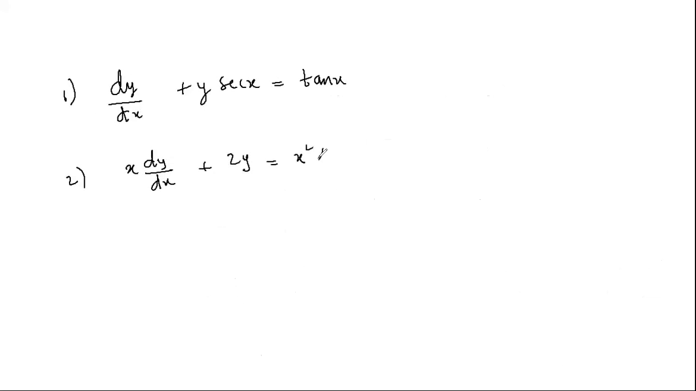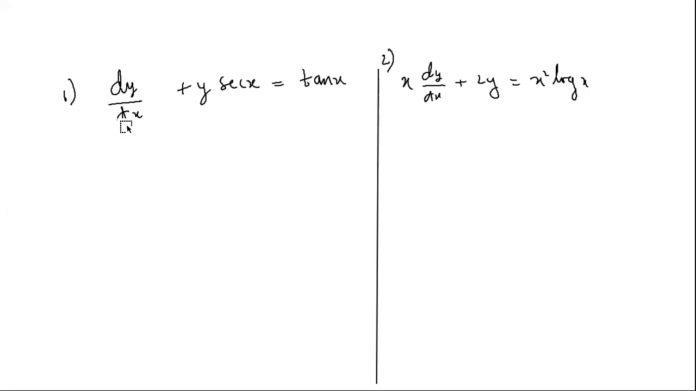dy by dx plus y sec x equal to tan x. This question you will try first. The second question you will try is x dy by dx plus 2y is x square log x. Okay, try these two questions. You must solve as fast as you can. What is P? What is Q?